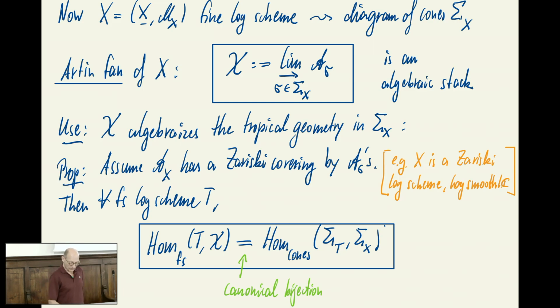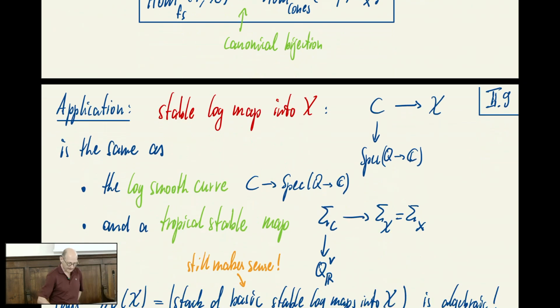Then, for any FS log scheme T, the set of log morphisms from T to this Artin-Fan has a canonical projection to the set of morphisms of cone complexes from the tropicalization of T to the tropicalization of X. I think we all agree that this right object is totally tropical, right? It's just a set of maps of cone complexes, but it tells you everything you need to know once you have a log scheme T to X. Okay, so this has a very nice application.